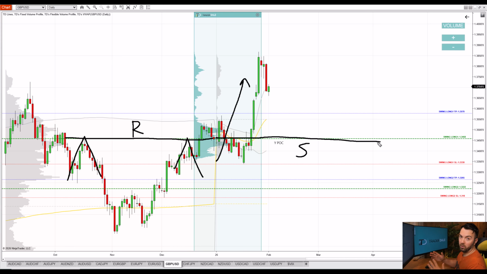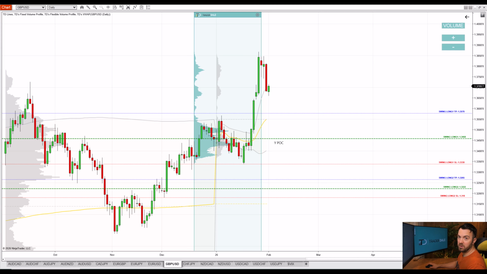Okay, so all those setups nicely align and point us to this level, and that's why I think that the price will react there. Now we just need to be patient and wait for that pullback. Okay, so that's for the British pound.